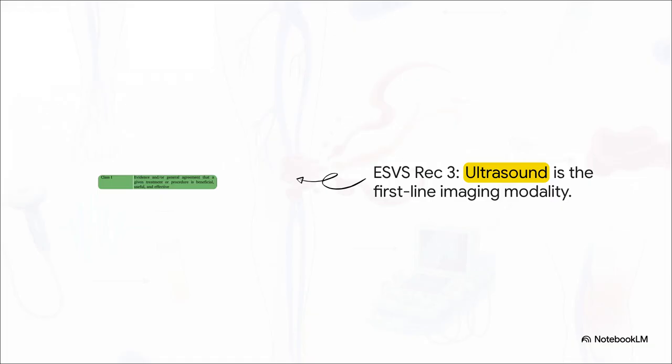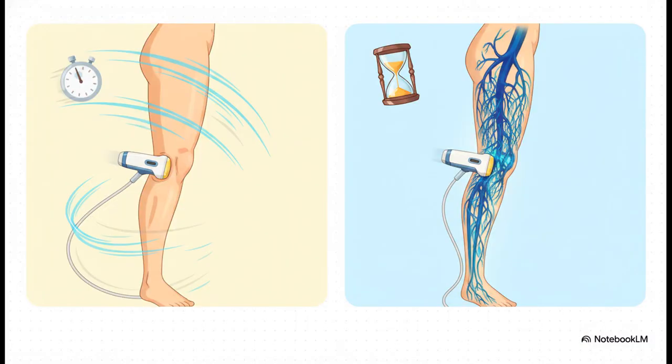This really builds out our clinical algorithm. ESVS Recommendation 3 is another Class 1 recommendation, stating that for patients who do require imaging, ultrasound is the undisputed standard first-line modality. But, as you know, not all ultrasounds are deployed equally. Let's look at compression ultrasound, or CUS, versus whole leg ultrasound, WLUS.